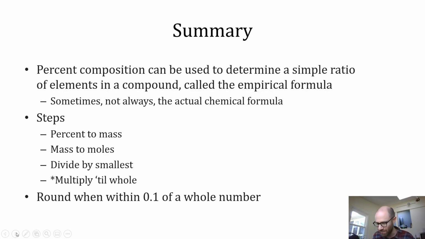So to sum things up, it is possible to get from a percent composition back to a chemical formula, but that chemical formula is empirical instead of this molecular formula, which we'll be talking about next. Your steps to really pare it down is percent to mass, mass to mole, divide by the smallest, and then maybe multiply till whole. And even after doing that, if you get into a position where you're within 0.1 of a number, like if you're between 1.9 and 2.1, you can round that back down to that whole number and then be done with it.